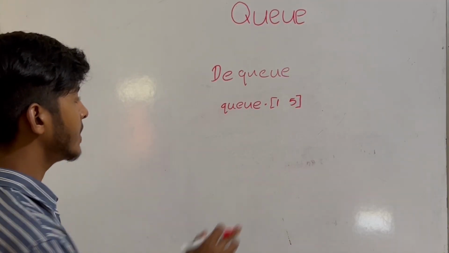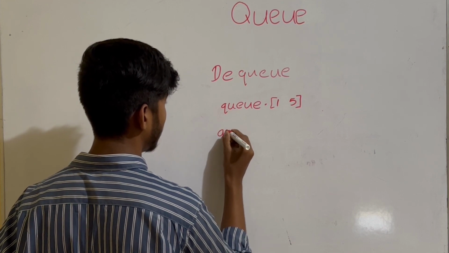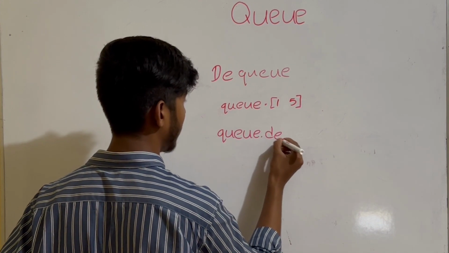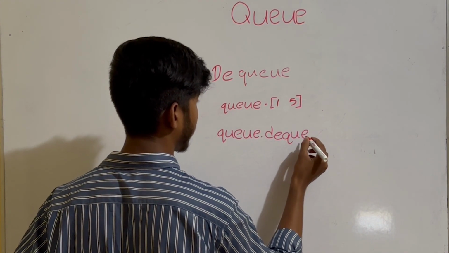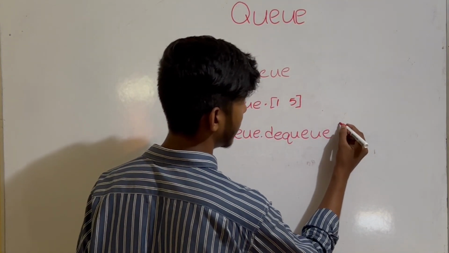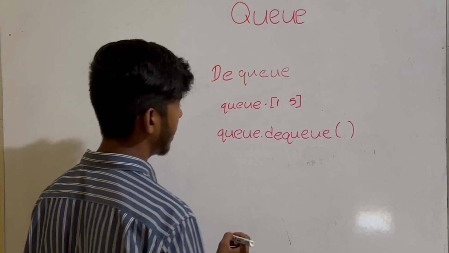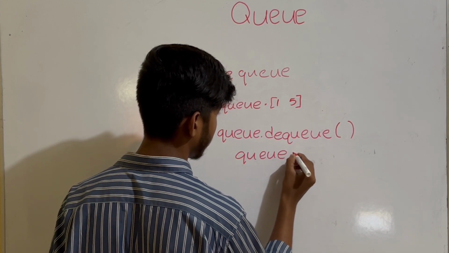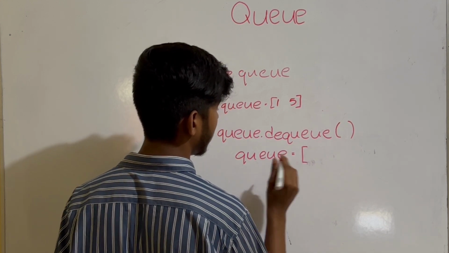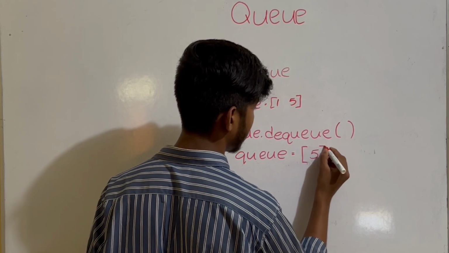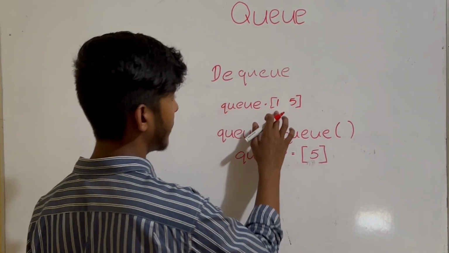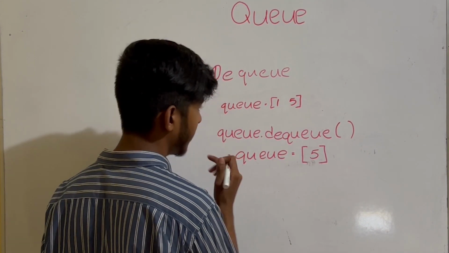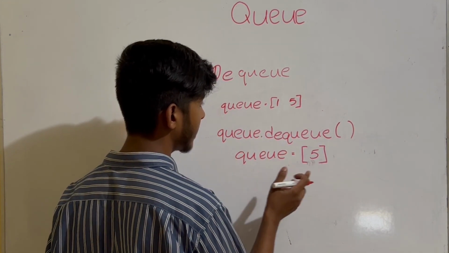Now dequeue data from that queue. Queue dot dequeue. Now the queue is 5. 1 is the first input, therefore 1 is the first out. First in, first out order is important in these cases.